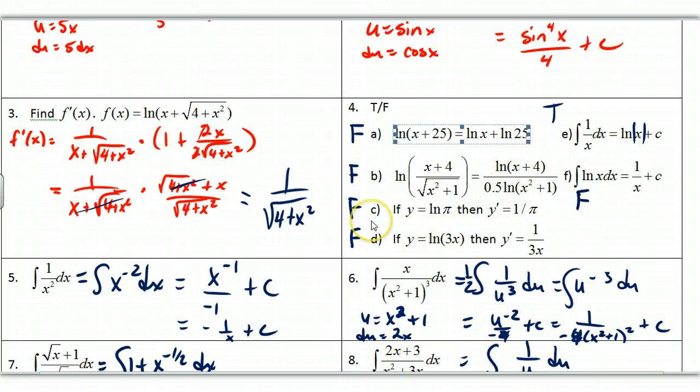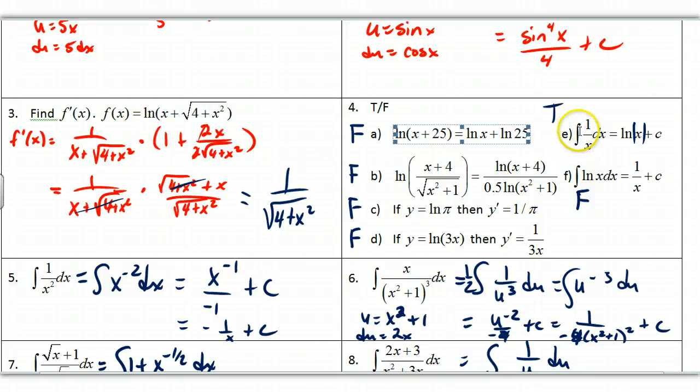So that's false. Part C, if you take the derivative of ln of pi, well, pi is a constant, so ln of pi is also a constant, so this actually would be 0. Then if we do this one, it's 1 over 3x, but what was forgotten? Well, you have to chain off the derivative of the denominator and multiply it by 3. So actually this becomes 1 over x, as we did in last notes.